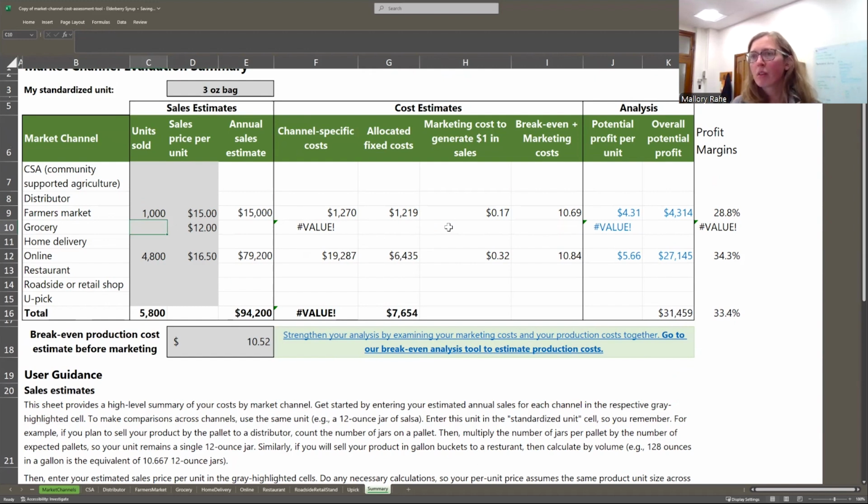Well, my sales have dropped. My total profits declined by just 3,200. Although that market was selling a fair amount of product, it wasn't producing a lot of profit. And my overall profitability increases to 33.4%.